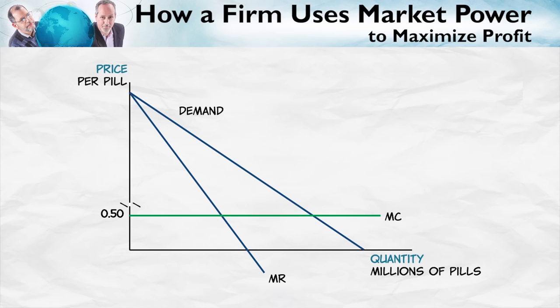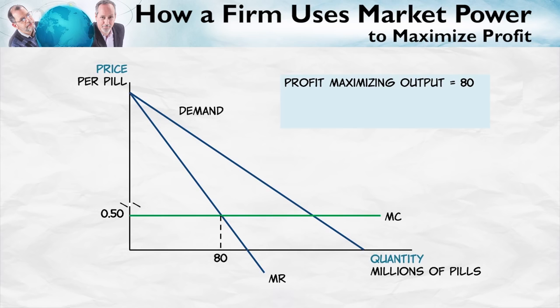Well, it compares for each unit the revenue for selling that additional unit compared to the cost of selling that unit. If the marginal revenue is bigger than the marginal cost, then that's a profitable unit to sell. So the firm keeps producing so long as marginal revenue is bigger than marginal cost. That is, it produces until marginal revenue is equal to marginal cost. That point tells us the profit maximizing quantity of output, in this case 80 million pills.